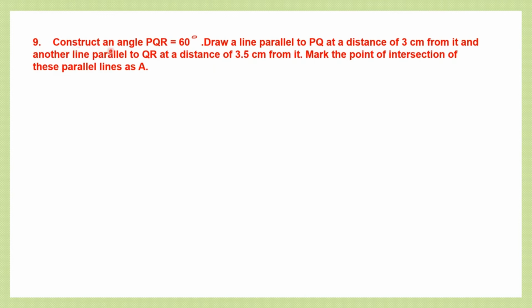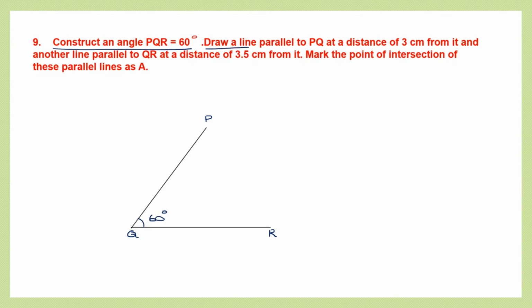First thing is construct an angle PQR equals 60 degrees. So here we have a line. You can draw a line of any measurement. Now here QR, since it says that the angle is PQR, at Q we need to get our 60 degrees. You can use a protractor to get your 60 degrees, or you can use your compass. So we have this 60-degree angle here, and this is P. So we have done the first thing, constructing an angle PQR equals 60 degrees.